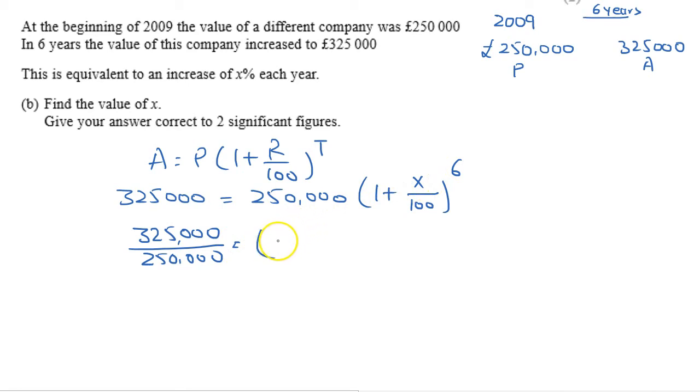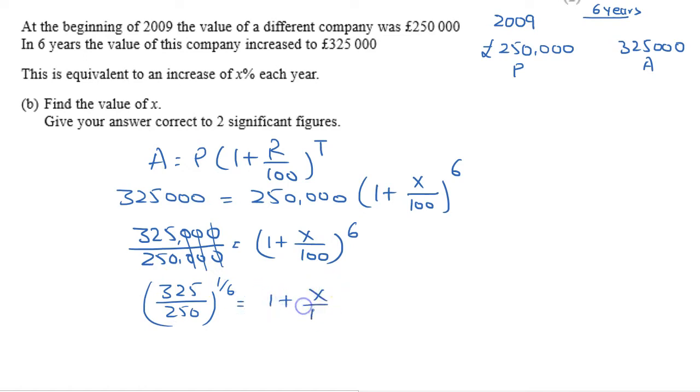this can be written as 1 plus X over 100, so we can cancel this, and we can write it as 325 over 250 to the power 1 over 6 is equal to 1 plus X over 100. So if we calculate this, this is 1.044697 is equal to 1 plus X over 100.